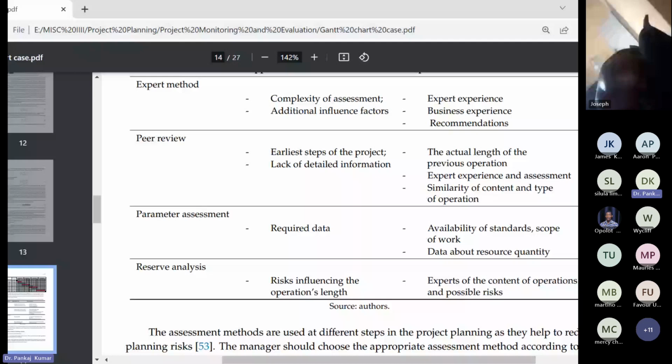Peer review in project operations is a process where team members or experts within the project review and evaluate each other's work, processes, or deliverables to ensure quality, accuracy, and adherence to project objectives and standards. Peer reviews are commonly used in various project management methodologies to improve the overall quality and effectiveness of project operations. We can identify team members or subject matter experts who have knowledge and expertise relevant to the task or deliverable being reviewed. We can ensure that reviewers are impartial and objective in their assessment.